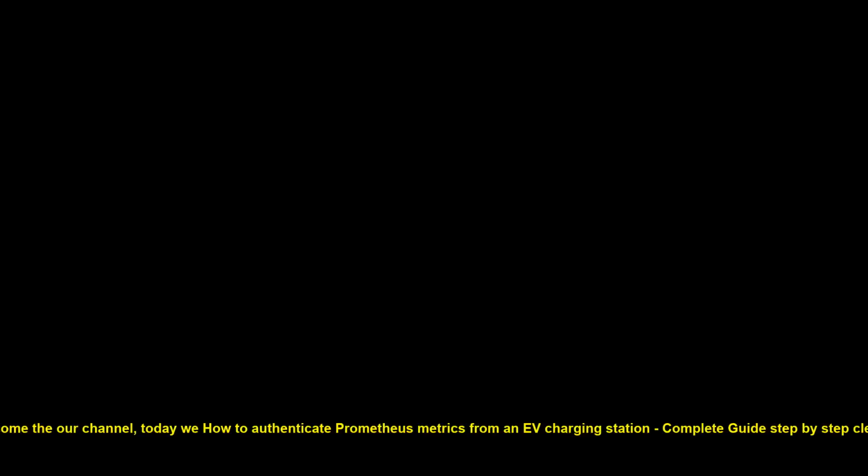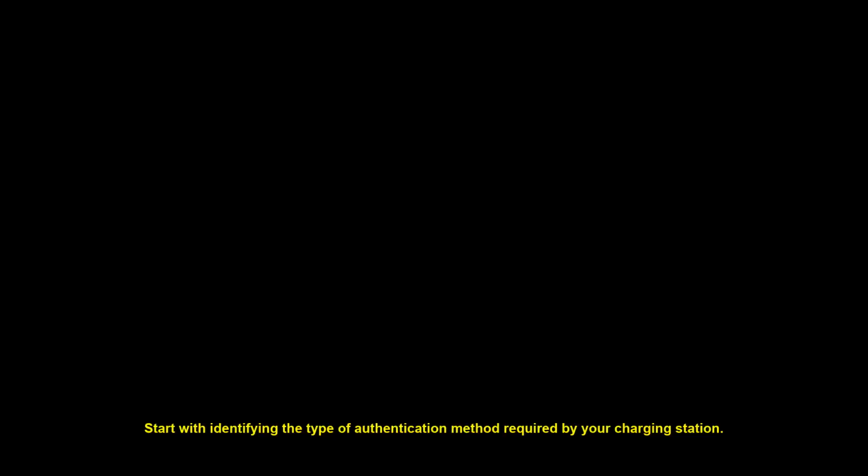Today we'll learn how to authenticate Prometheus metrics from an EV charging station, a complete guide step by step. Begin by understanding the importance of authentication in collecting Prometheus metrics from EV charging stations. Start with identifying the type of authentication method required by your charging station. Common authentication methods include Basic Auth, OAuth 2.0, and client certificates. Check the documentation provided by your EV charging station manufacturer to determine the supported authentication.